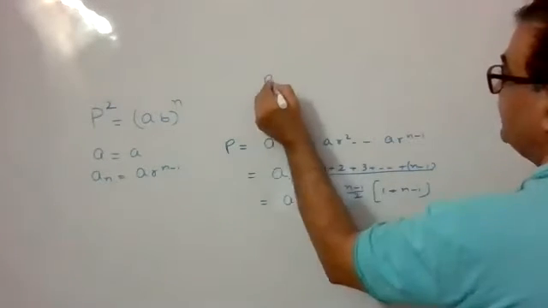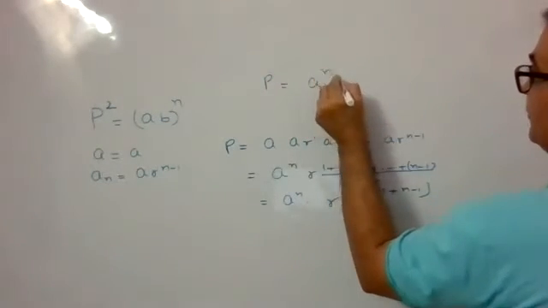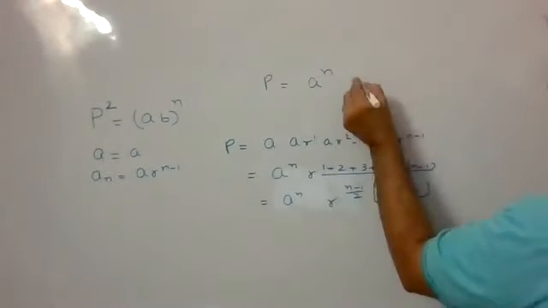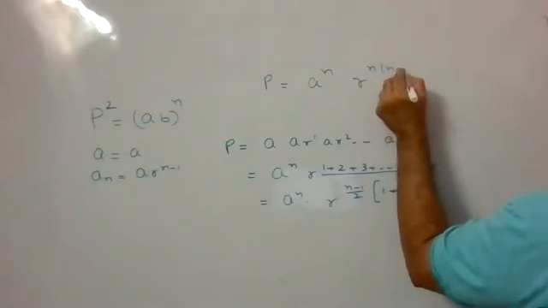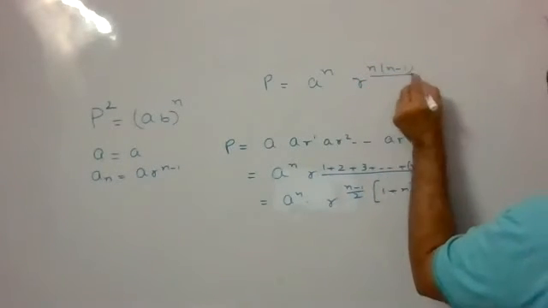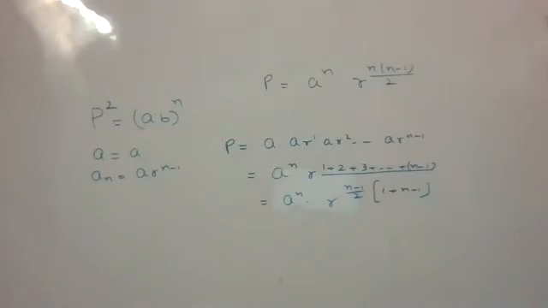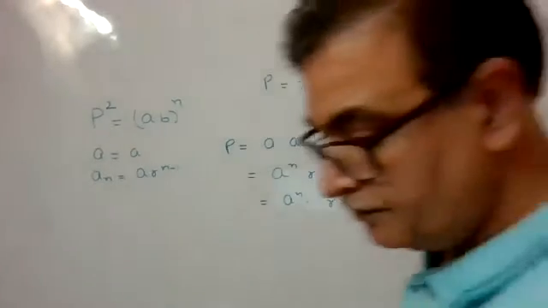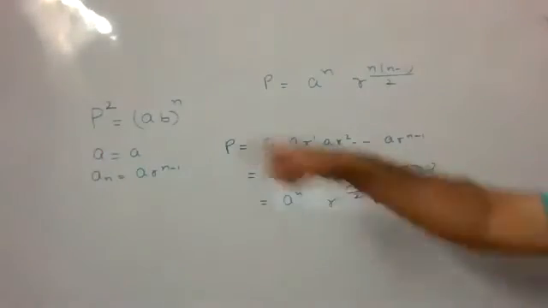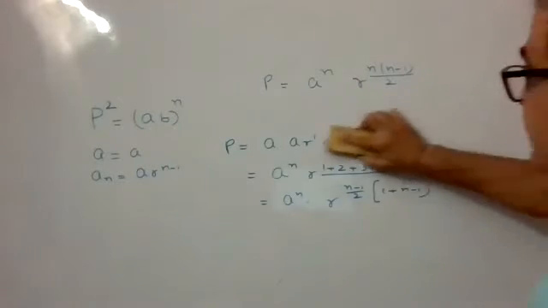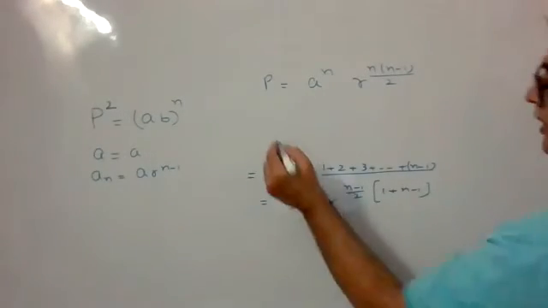So I got it. P is equal to A power n into r power n into n minus 1 by 2. In the question, we want p square. So as you want p square, I'll take square on both sides.